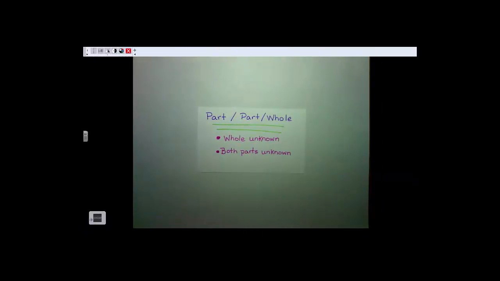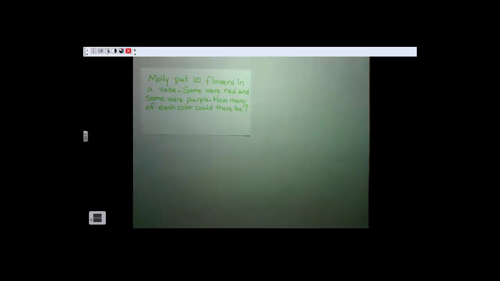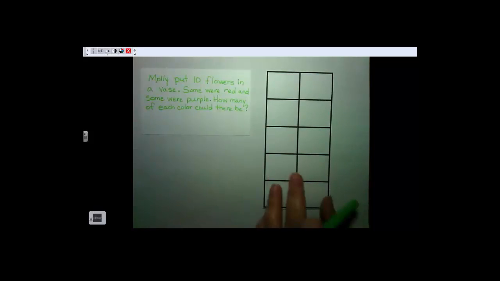Another word problem situation that shows a part-whole relationship is one where both parts are unknown. Let's take a look at a problem that shows both parts unknown. Molly put 10 flowers in a vase. Some were red and some were purple. How many of each color could there be? This problem is interesting when first graders begin to solve it because there's not one correct answer but multiple correct answers. This problem focuses on the number 10.